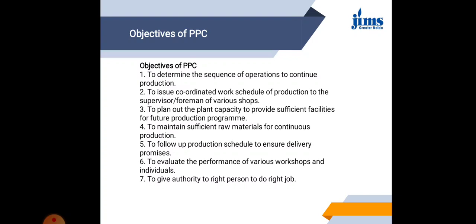Next, to maintain sufficient raw materials for continuous production. With the plans at hand, the foreman or the production manager will be able to already chalk out a plan of ordering raw materials and other products so that the production is continuous and is not stopping in between because of scarcity of raw material.